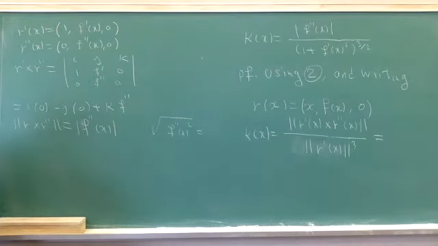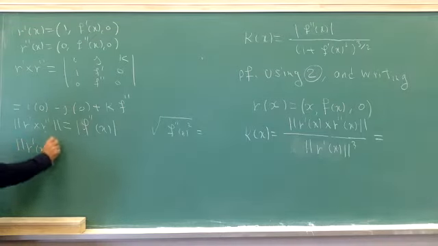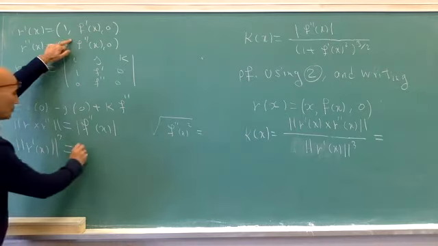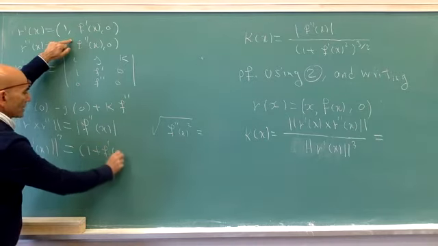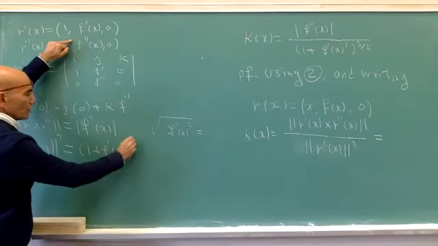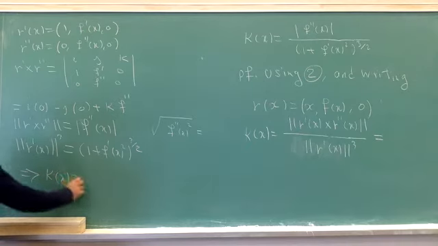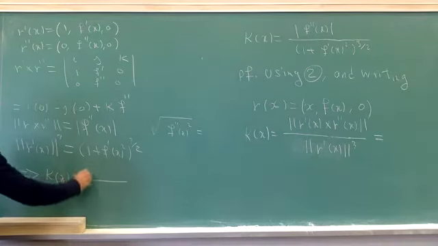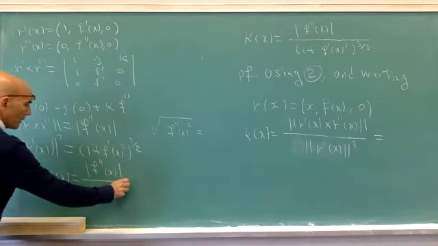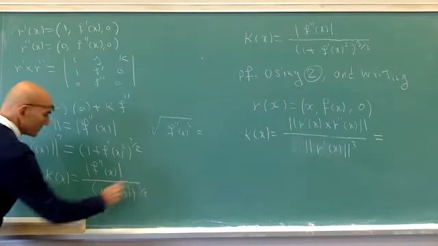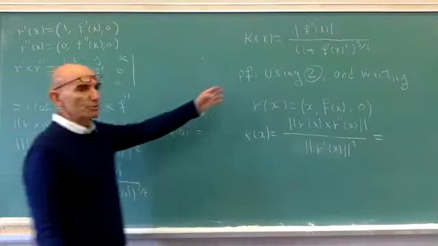Now, what about the norm in the denominator? The norm of r prime of x to the power 3. What is the norm of r prime of x? That's going to be the square root of 1 plus f prime of x squared. There is a square root, so to the power 3. So you substitute and get the curvature at x equal to the absolute value of f double prime of x over (1 plus f prime of x squared) to the power 3 over 2. And that's the formula we wanted to derive.